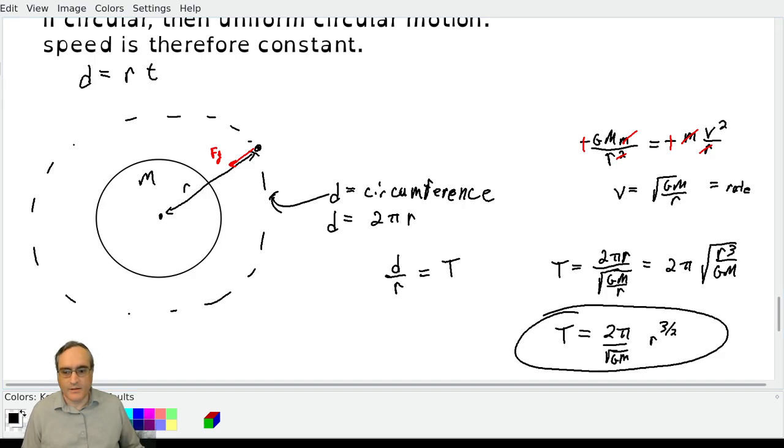All right, up next, we're going to try a problem where we'll use a couple of these ideas to figure out something about the energy required, I believe, to take an object from a low Earth orbit to a geostationary orbit. All right, so see you in a bit.